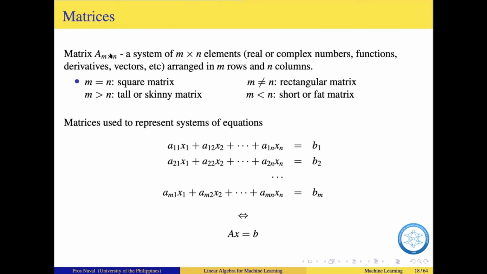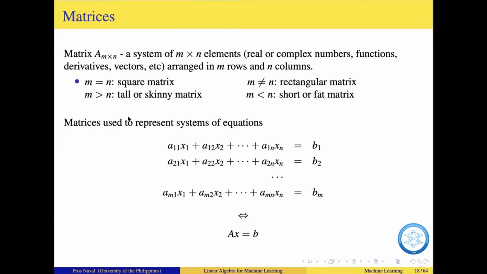So a matrix is a system of m by n elements, real or complex numbers, functions, derivatives, vectors, arranged in m rows and n columns. The elements, as defined here, may be complex numbers, functions, and so on, but let's simplify and just think of these elements as real numbers.